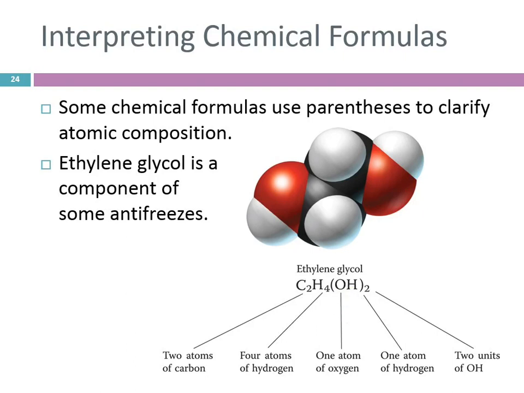So when we look at this, we've got 2 carbons and 4 hydrogens there, and in here, we've got 2 of everything inside the shrink wrap. So we've got 2 oxygens and 2 hydrogens. Any questions?